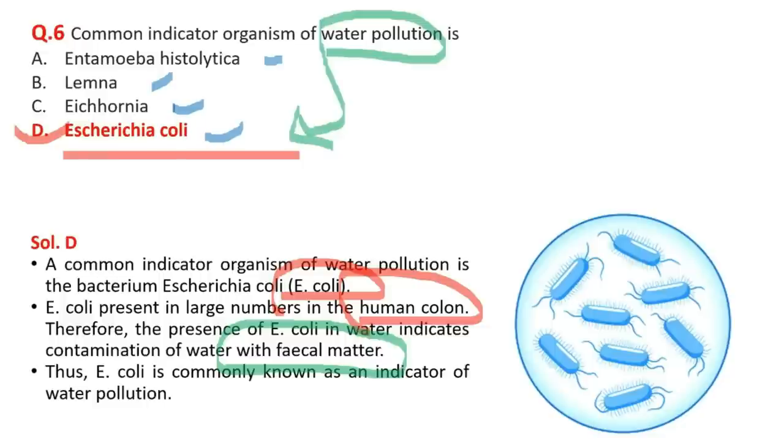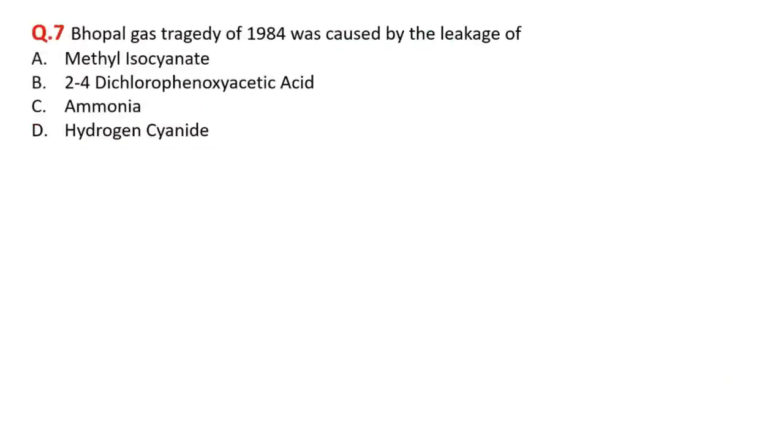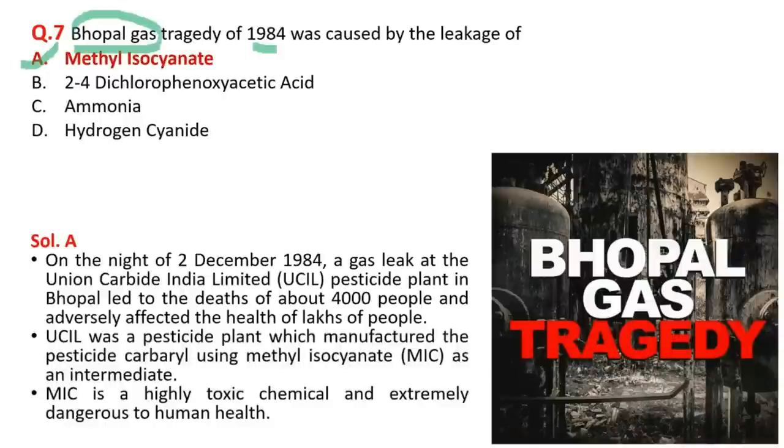Next question. The Bhopal gas tragedy of 1984 was caused by the leakage of which particular gas? Methyl isocyanate, dichlorophenoxyacetic acid, ammonia, or hydrogen cyanide. You should know the leakage of which particular gas caused the Bhopal gas tragedy. It is option A, that is methyl isocyanate.